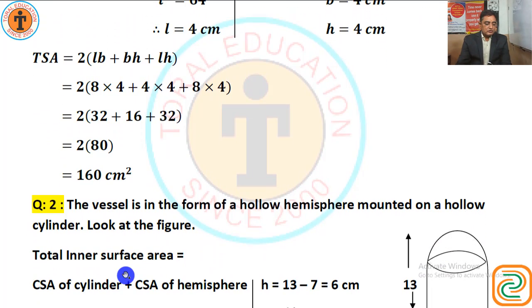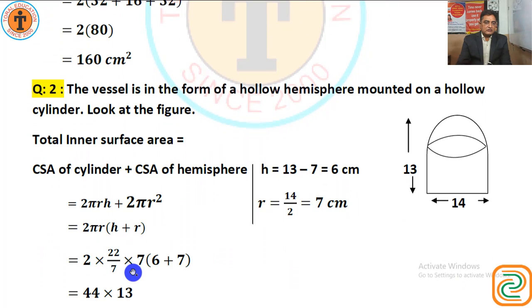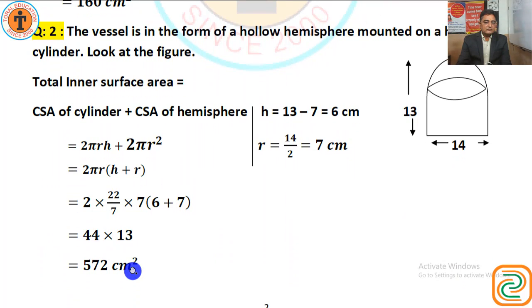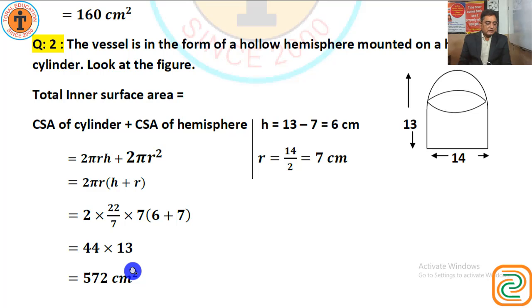Question number 2. Let me read the question. A vessel is in the form of a hollow hemisphere mounted by a hollow cylinder. This is the hollow cylinder on which the hollow hemisphere is mounted, right?